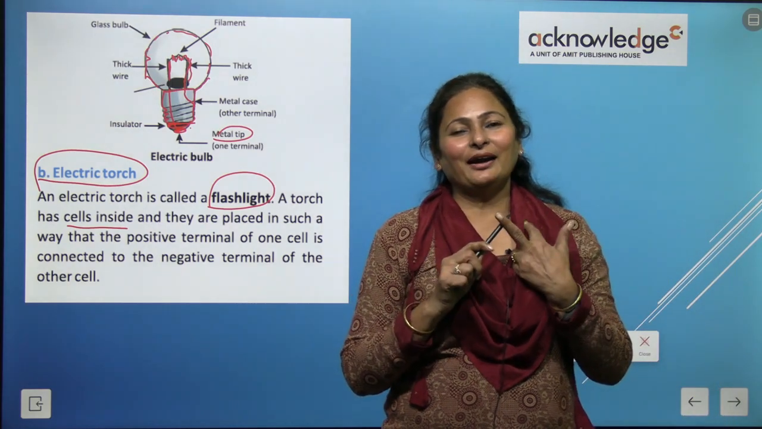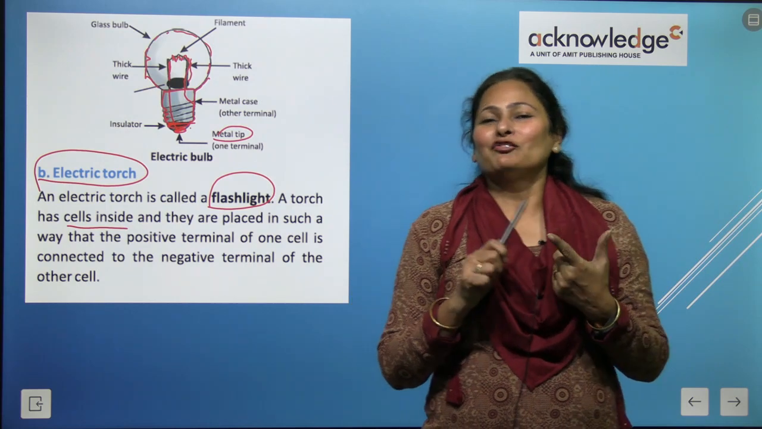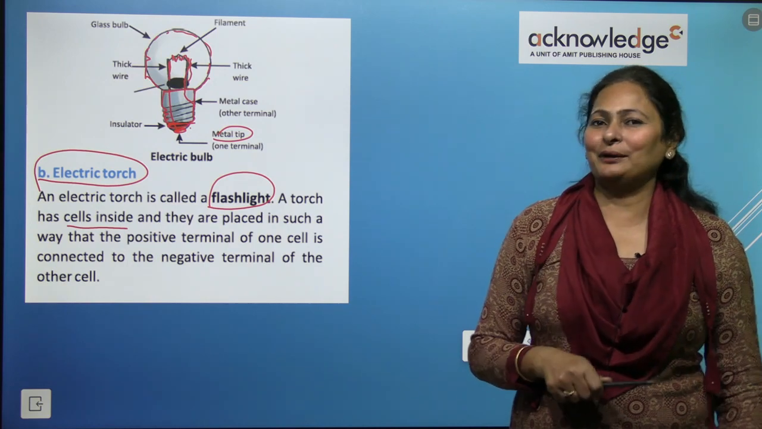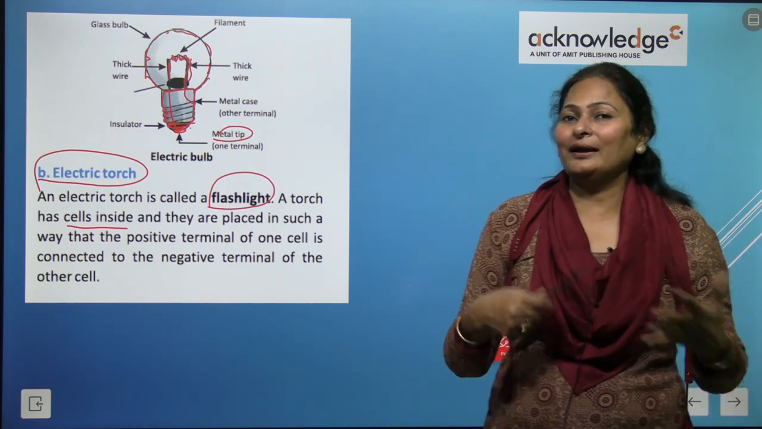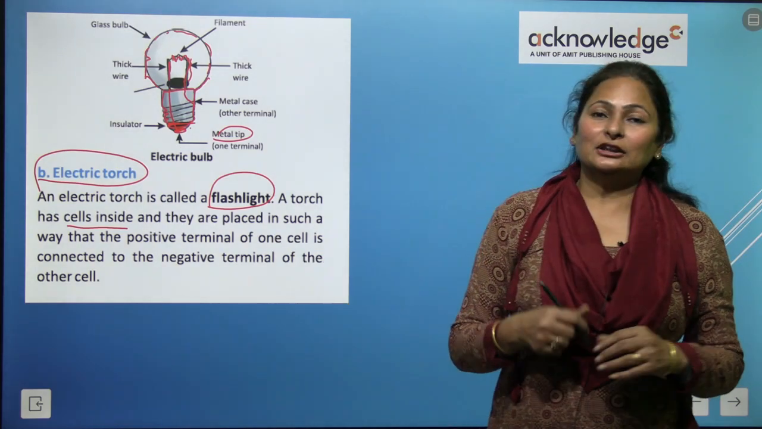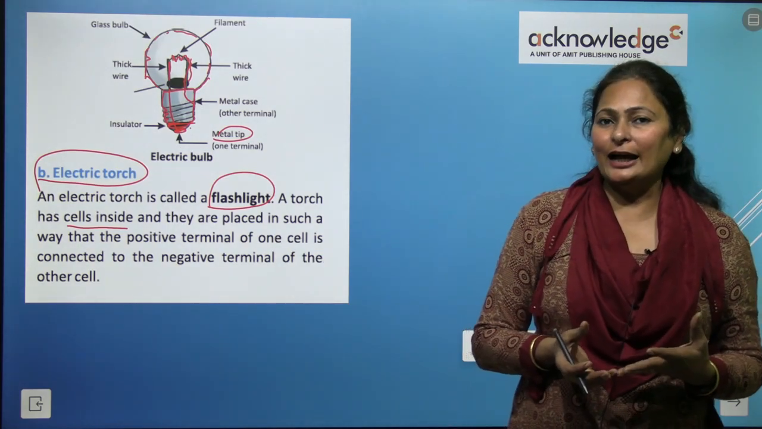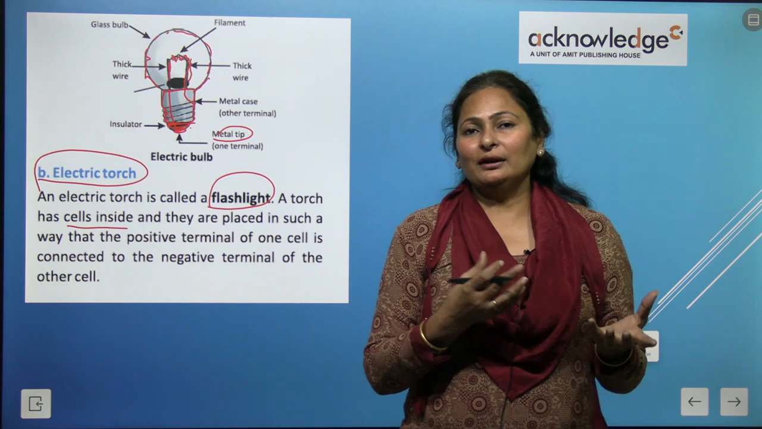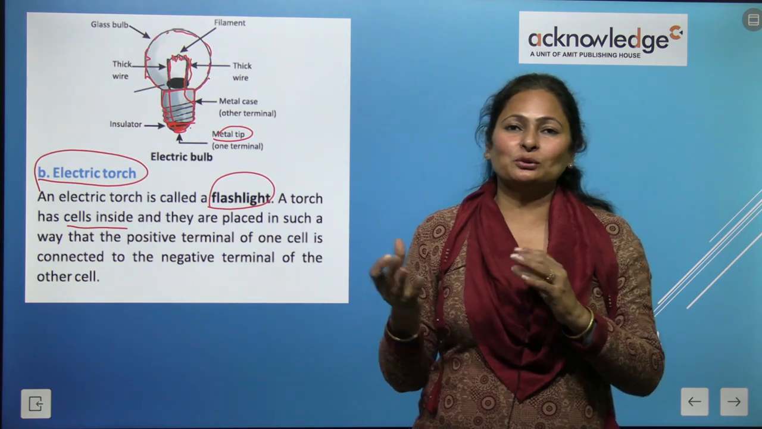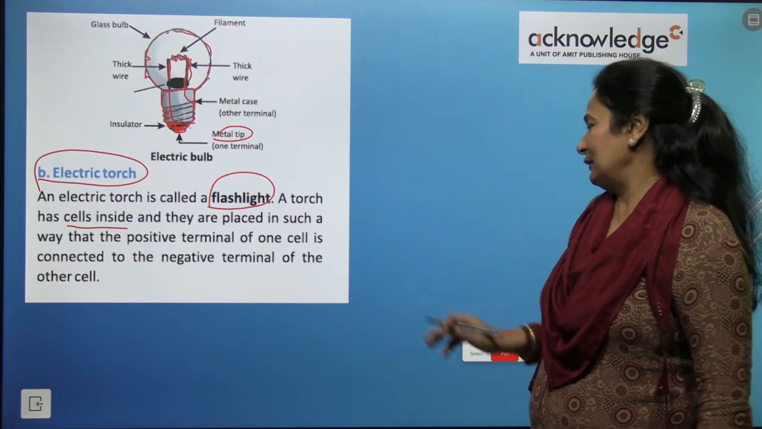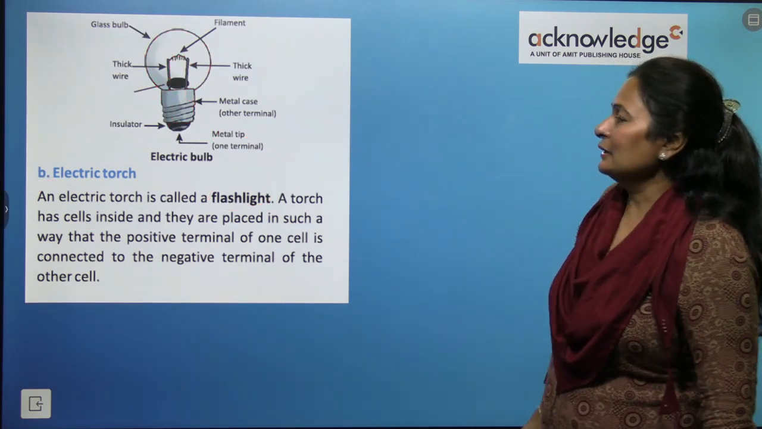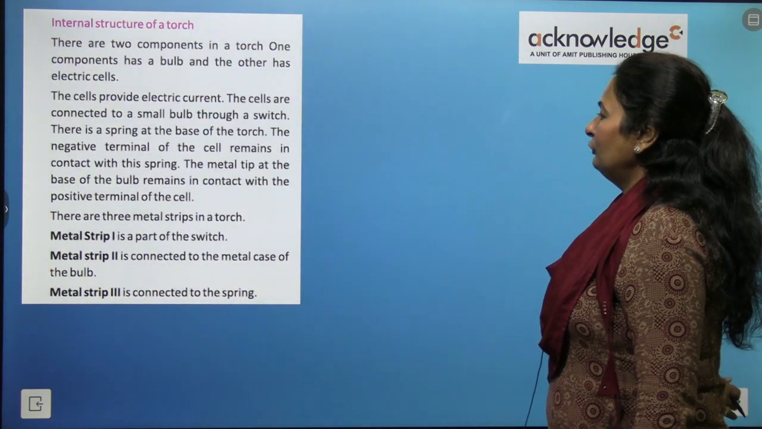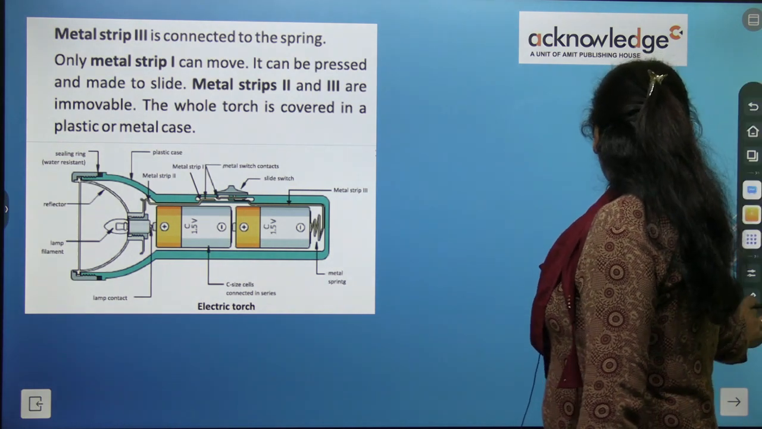So positive and negative, just remember it. Focus on the positive and the negative terminal while studying this chapter. You will hear this term again and again here, right? So electric torch is also known as flashlight. And how does a torch work? It works when the cells are placed inside it. So cells are placed and because of the positive and negative terminals, it is glowing. So let's see the picture of the torch. This is the torch, right?